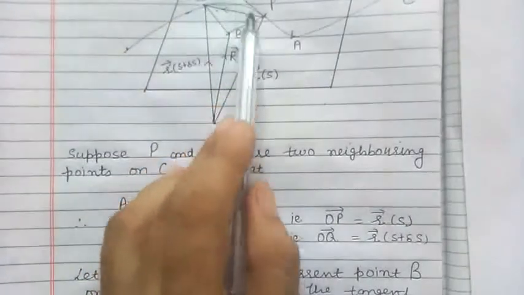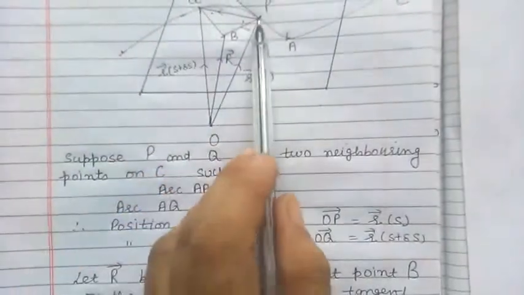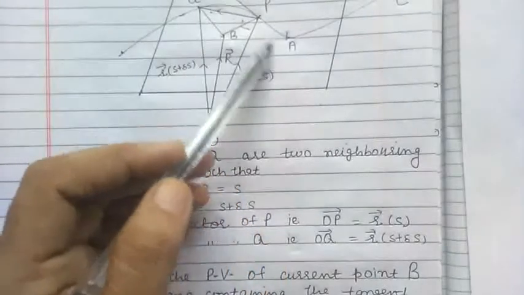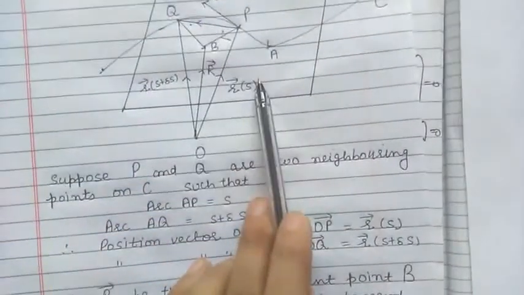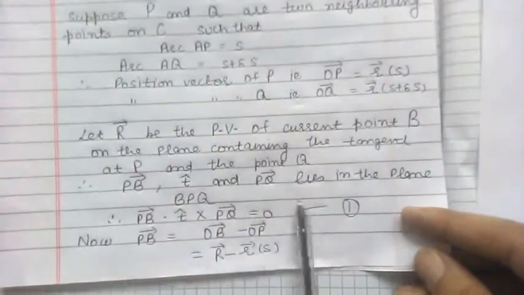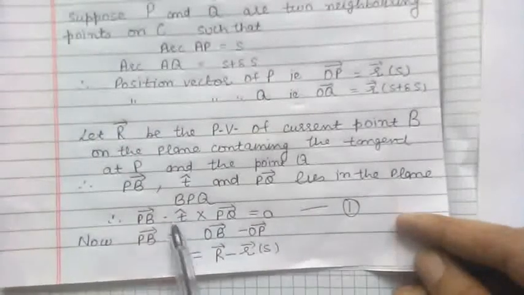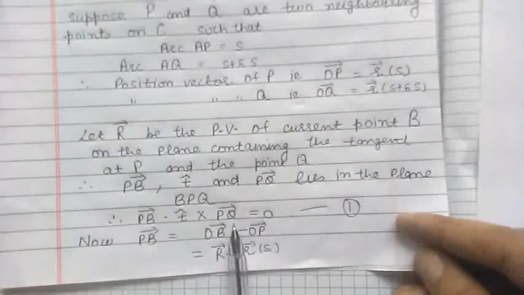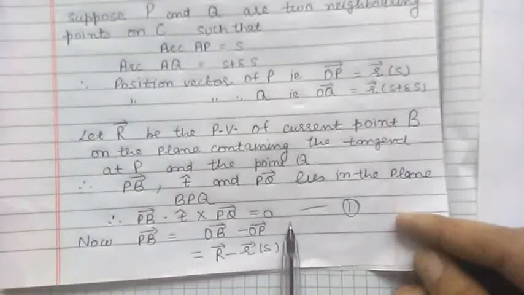Now we have three vectors which are coplanar: the vector PB, the vector PQ, and the tangent at the point P. These are coplanar vectors. So we know that if three vectors are coplanar, then their scalar triple product is 0. Therefore, the scalar triple product of the vector PB, t cap, and the vector PQ is 0.